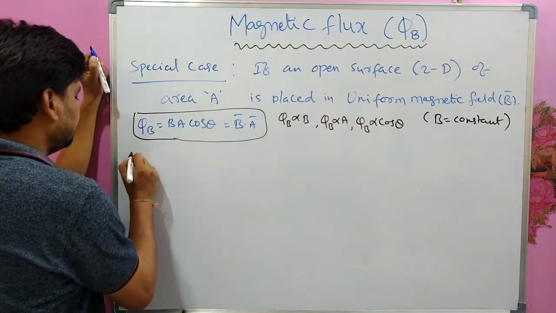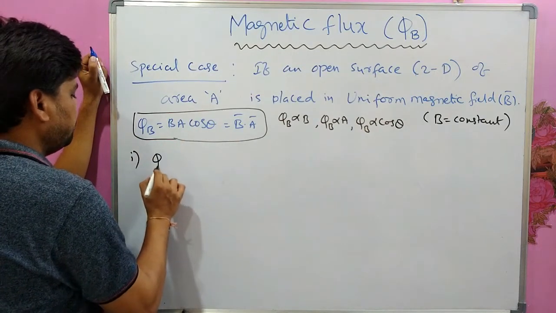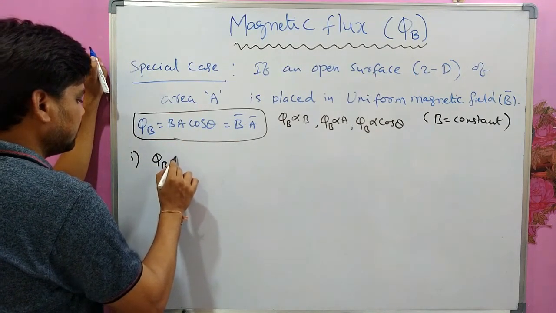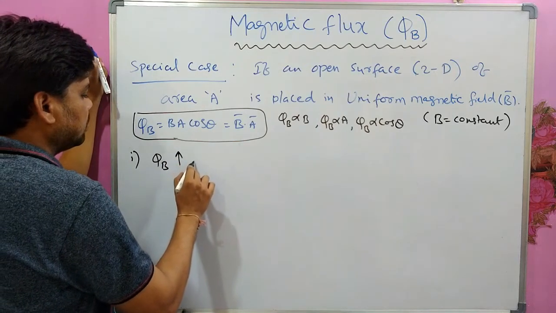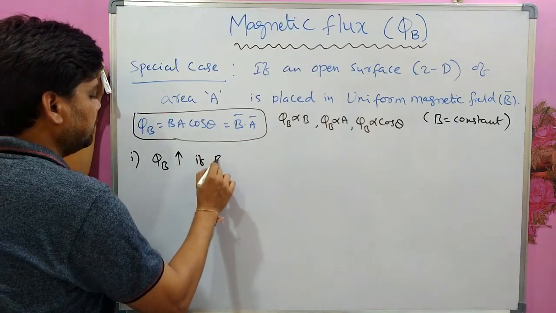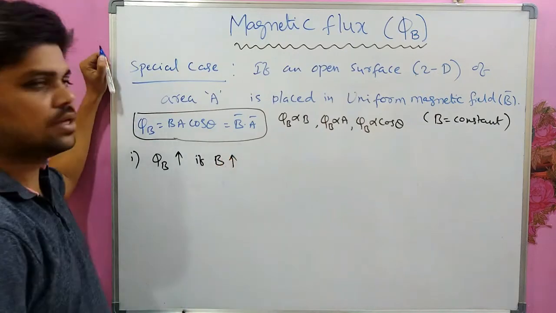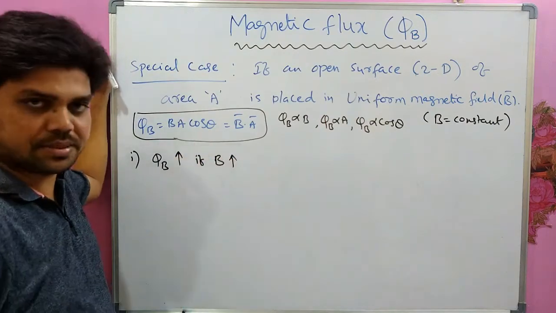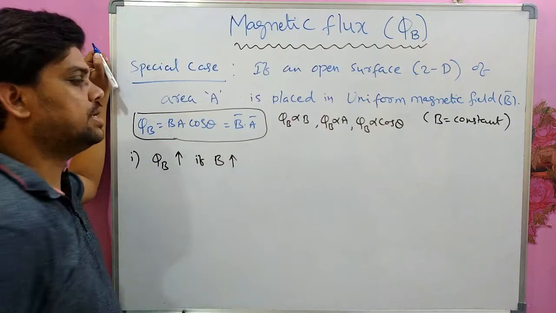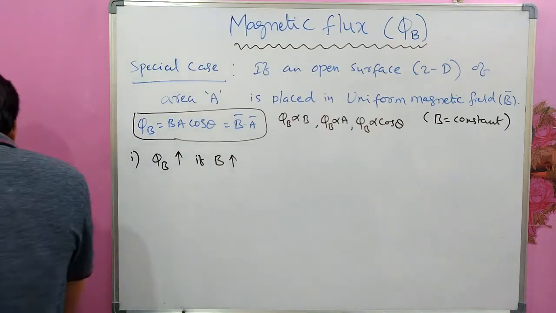First we will see phi B increases if B increases. The up arrow mark represents increase. Phi B increases if B increases. How is it? Let us see.